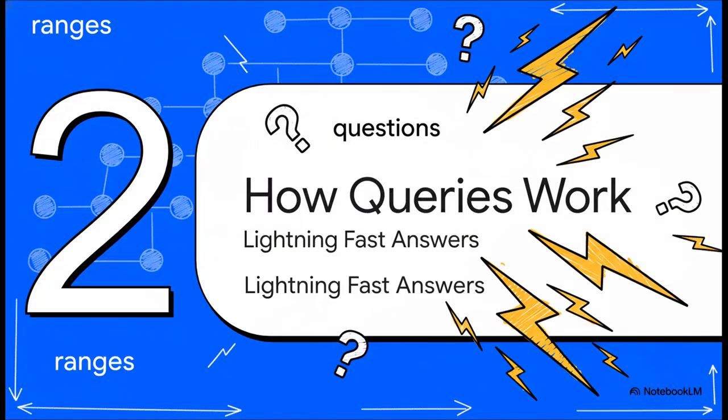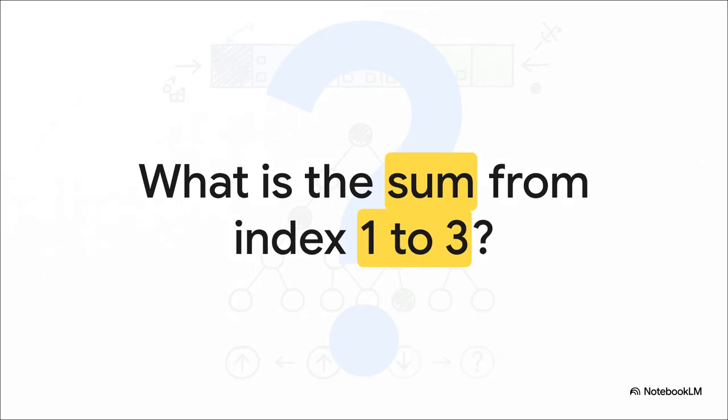All right, so we built the structure. That's cool, but what's the payoff? How does this thing actually help us answer our range queries so ridiculously fast? So let's ask our tree a real question. What's the sum from index 1 to index 3? Looking at our array, that's 3 plus 5 plus 7. Now, we know the answer is 15. But how does the tree get there so fast?